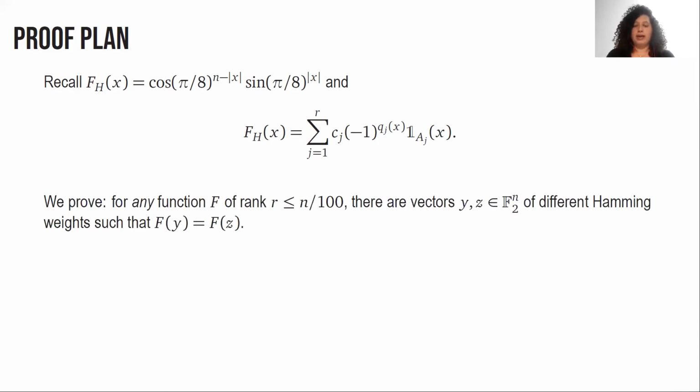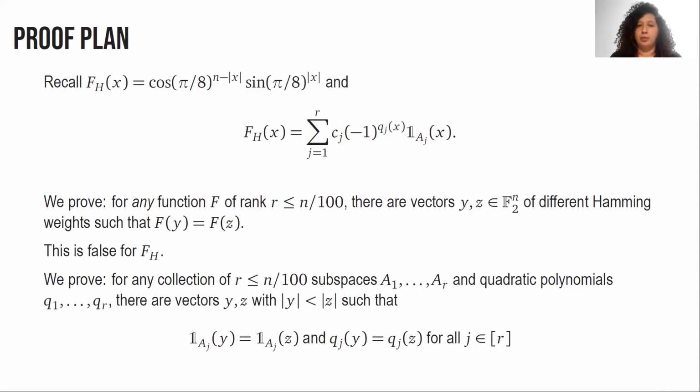And we prove the following claim. So any function f that has stabilizer rank at most n over 100, there are 2 vectors, y and z, with different Hamming weights, such that the function agrees on both vectors. And this does not hold for our special function f of h. And this immediately means that the stabilizer rank of f of h is at least n over 100.